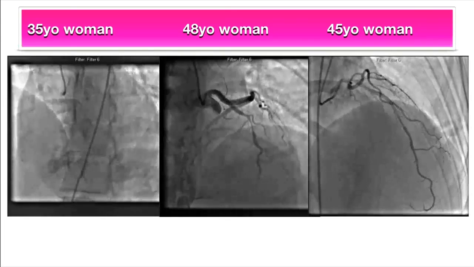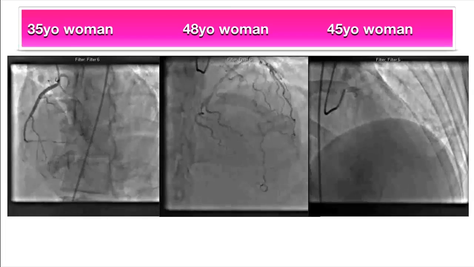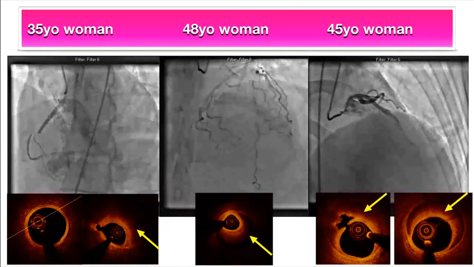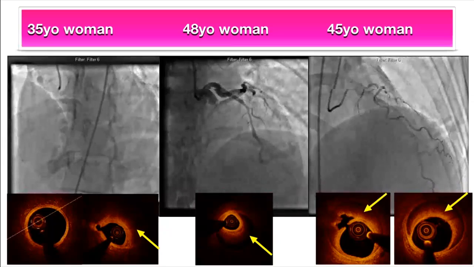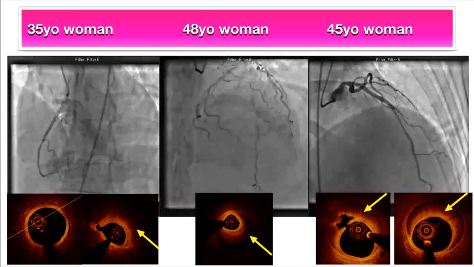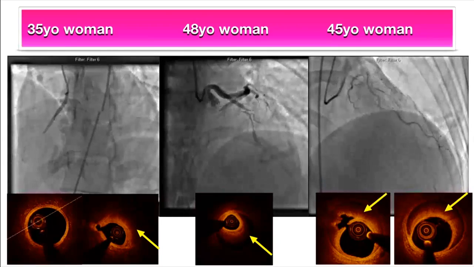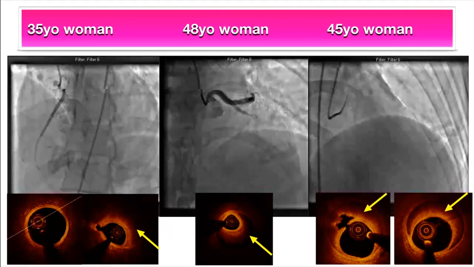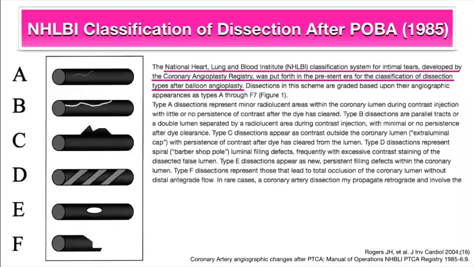And so for these three unusual young women presenting with acute coronary syndrome, we performed OCT, and lo and behold, we found that all three patients had intramural hematoma in the arterial wall that was due to spontaneous coronary dissection. So finding three cases in 2 weeks certainly showed that this condition was not rare.